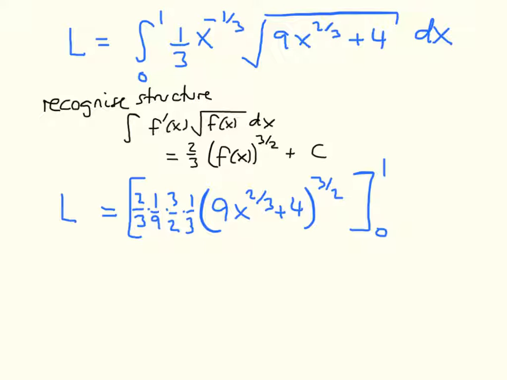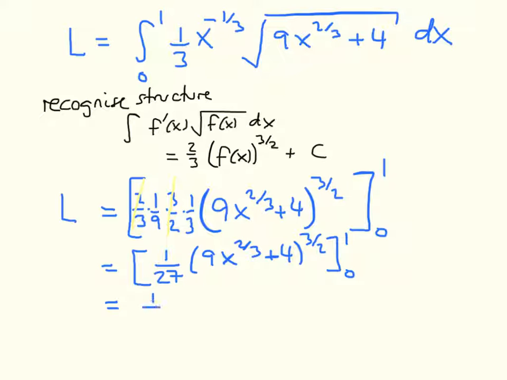So now we can just tidy this before we put the limits in. So we have that our arc length is, so what do we have? Well, the 2/3 and the 3/2 are going to cancel. And we've got 1 over 9 and 1 over 3 here. So multiplied together, that's going to give us 1 over 27 times 9x to the 2/3 plus 4, all to the 3/2, between 0 and 1.